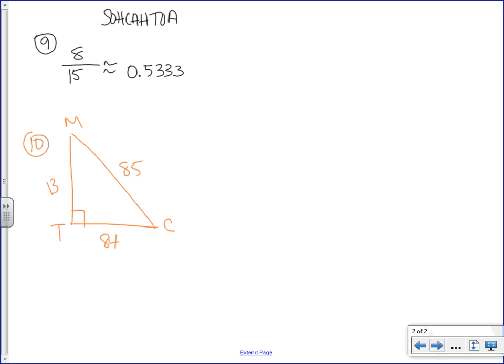So now that I have my triangle, I want the sine of C. So here is angle C. The sine is the opposite side, which is 13, over the hypotenuse, which is 85. So choice 1, 13 over 85.